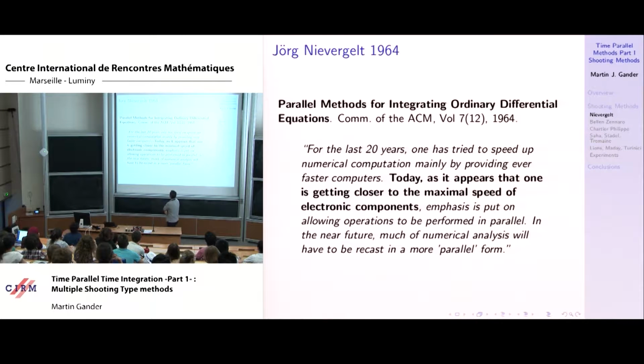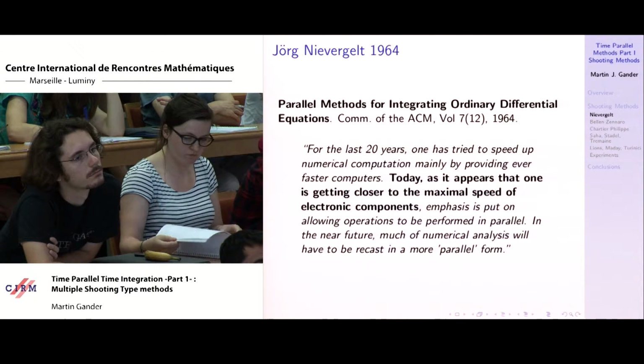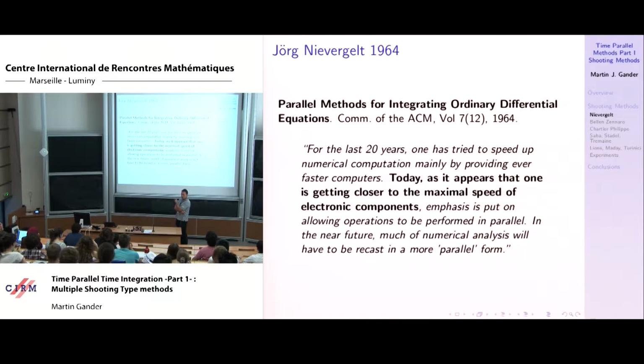And he published a paper where he says, for the last 20 years, one has tried to speed up numerical computations mainly by providing ever faster computers. Today, as it appears that one is getting closer to the maximal speed of electronic components, emphasis is put on allowing operations to be performed in parallel. In the near future, much of numerical analysis will have to be recast in a more parallel form. That was in 1964. You have seen in transparencies during the CEMRACS school, this point has arrived, but 40 years later.